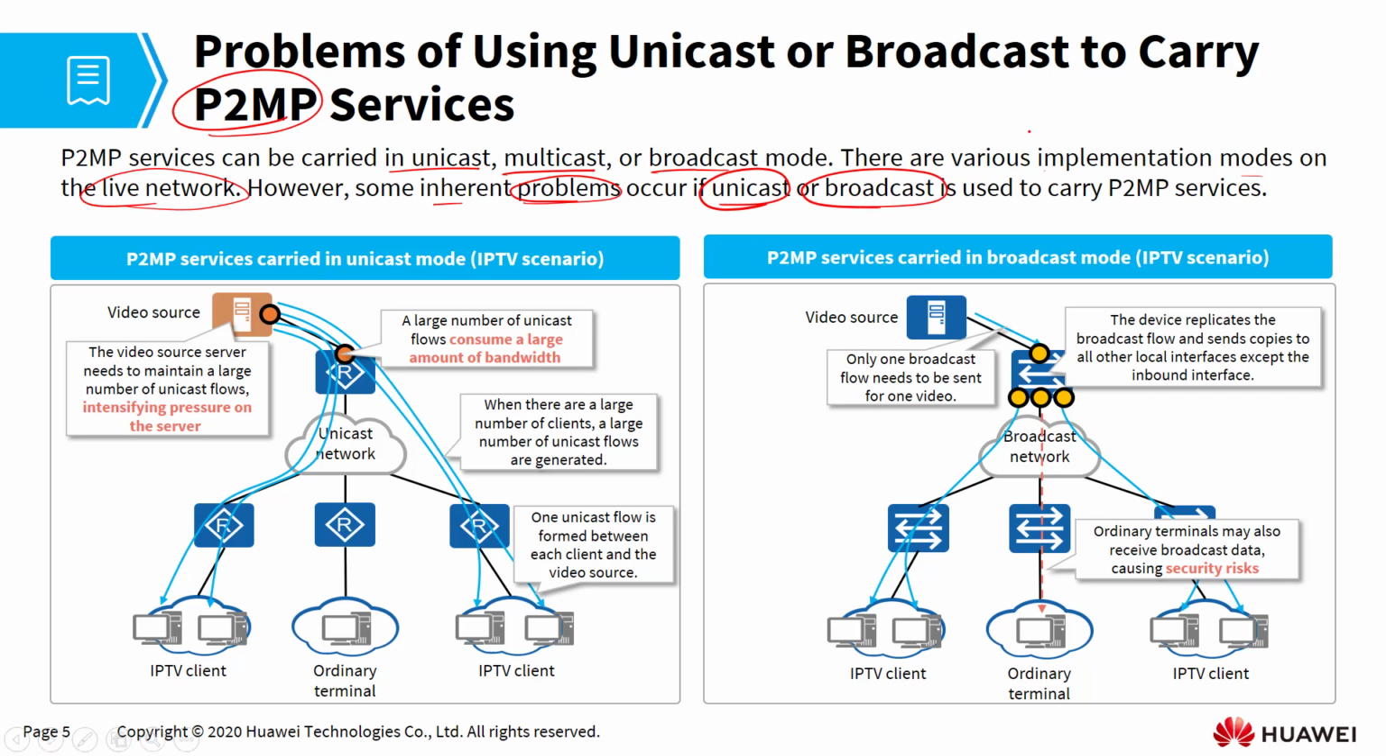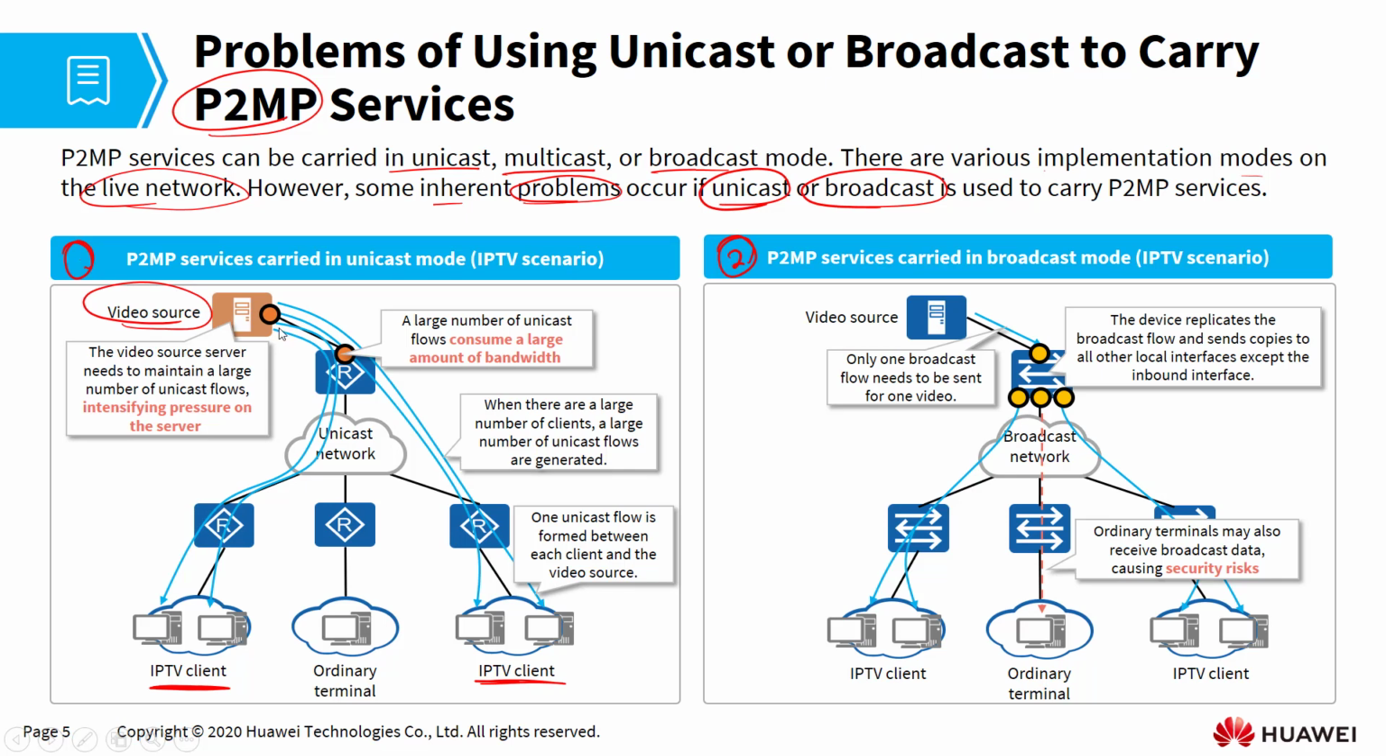The problems that might occur if you decide to use unicast forwarding are illustrated in this first illustration. And if you decide to use broadcast forwarding, we have the second illustration to show the problems. If we decide to use unicast forwarding, in this case, we are taking an example of a video source that intends to forward exactly the same video to multiple IPTV clients that have subscribed to that channel. Now, what is going to happen if we use unicast?